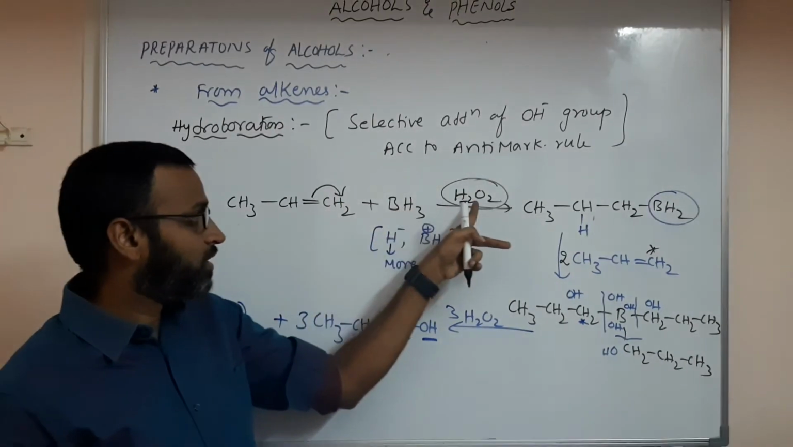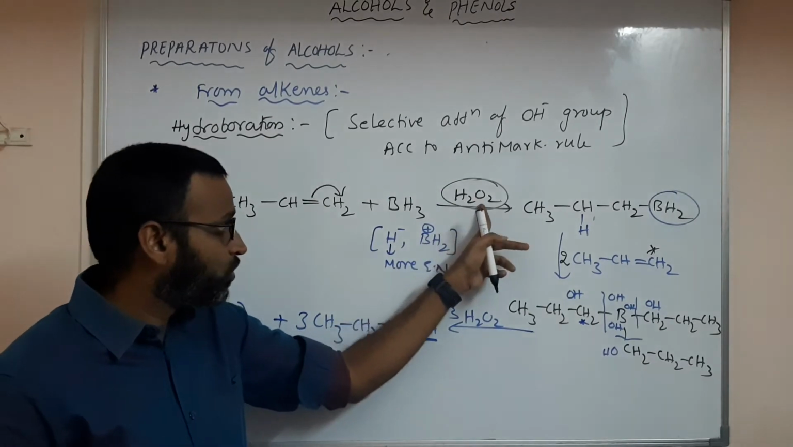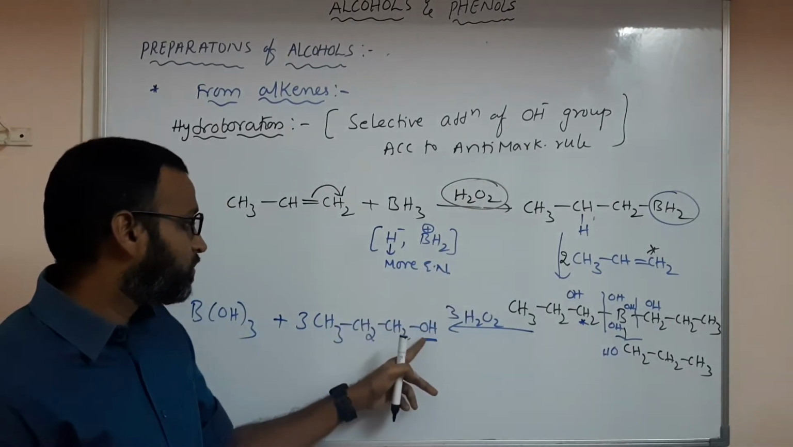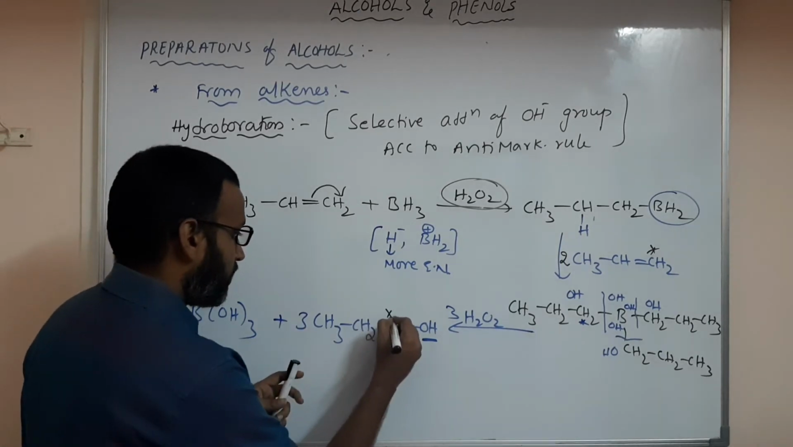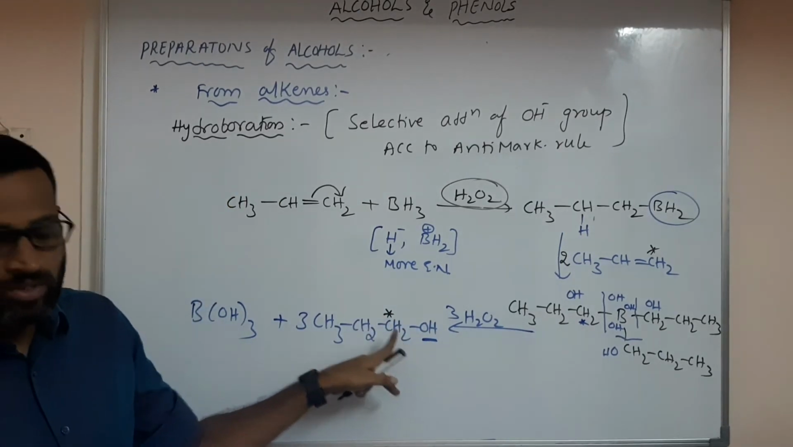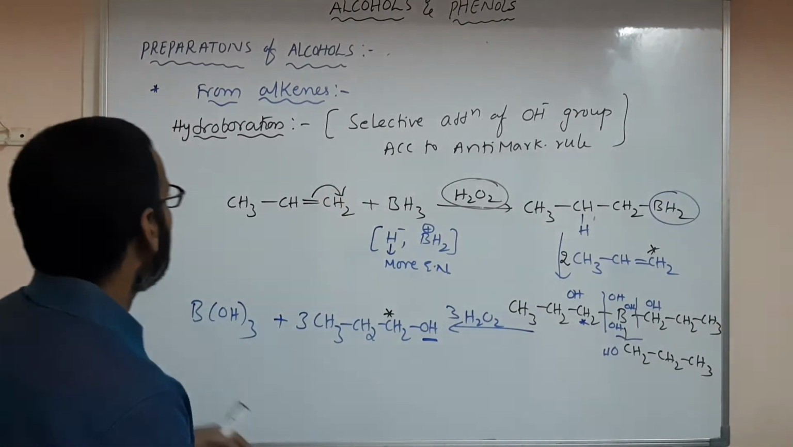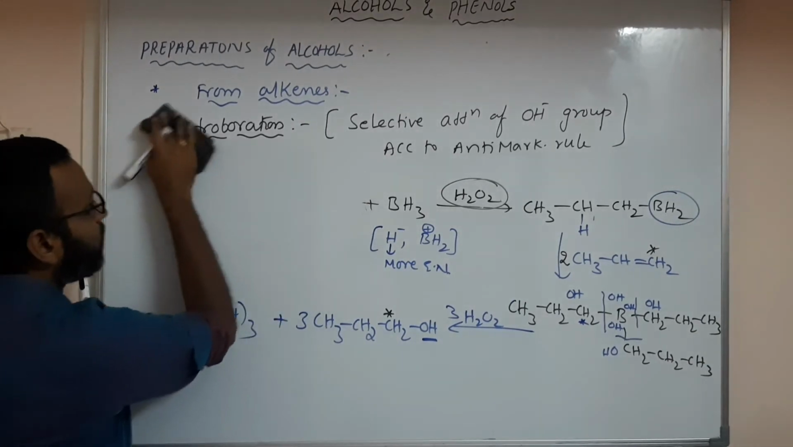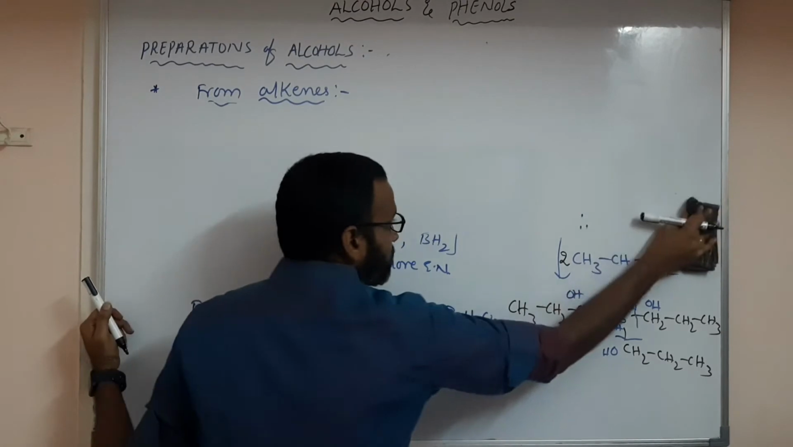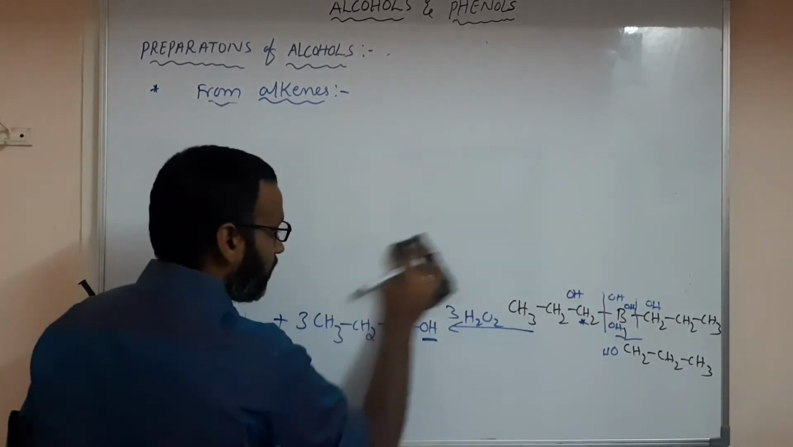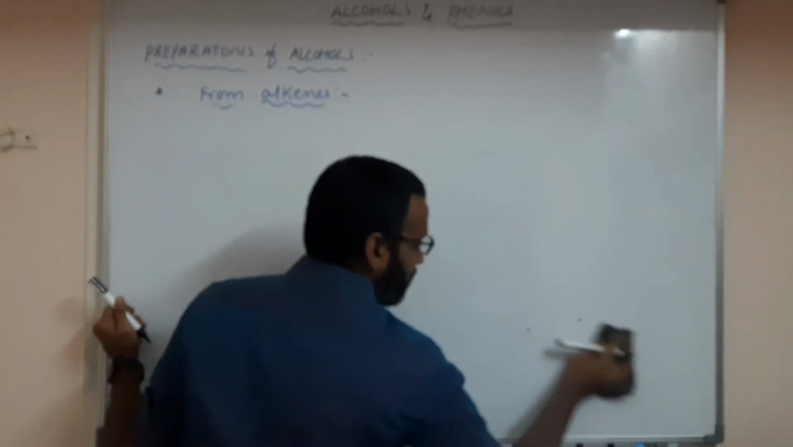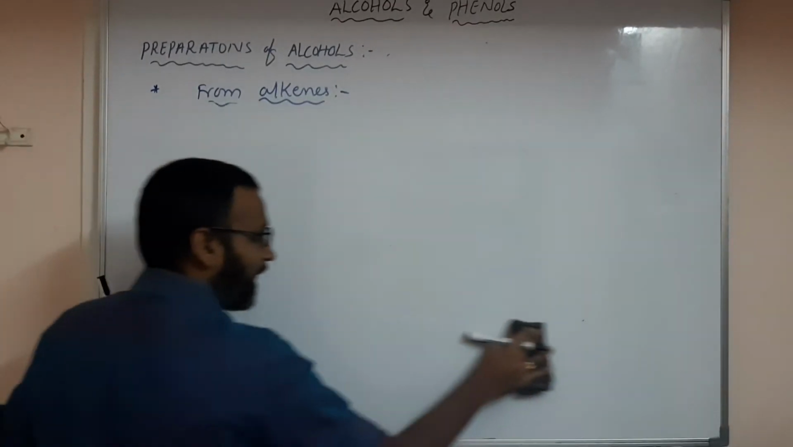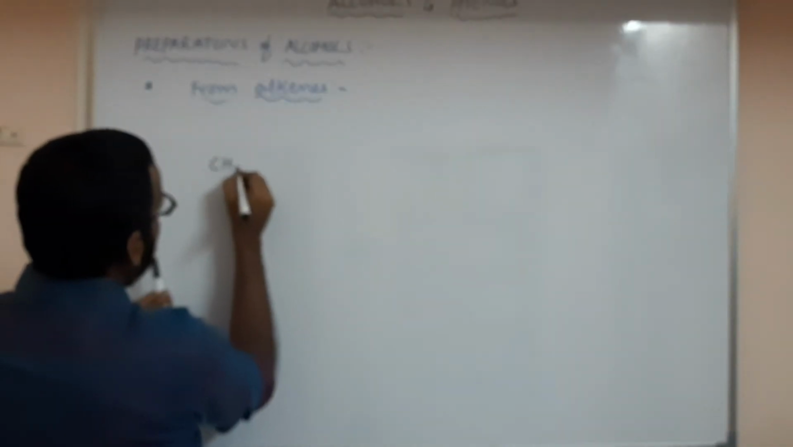In this hydroboration, further H2O2 is used so that H2O2 provides OH minus at the double bonded carbon which has more number of hydrogens. Without rearrangement this reaction happens. This is called hydroboration. Got it, everyone? So in hydroboration, OH minus will substitute at the double bonded carbon which has more number of hydrogens, without rearrangement.